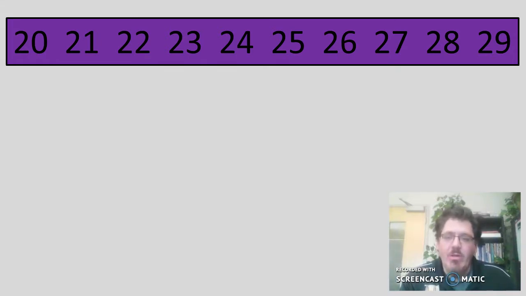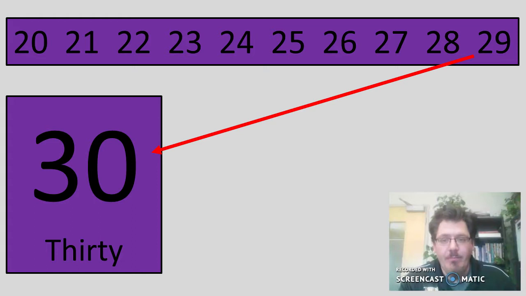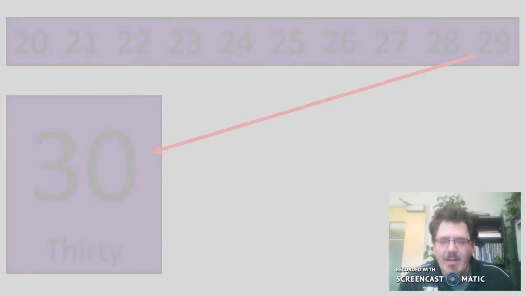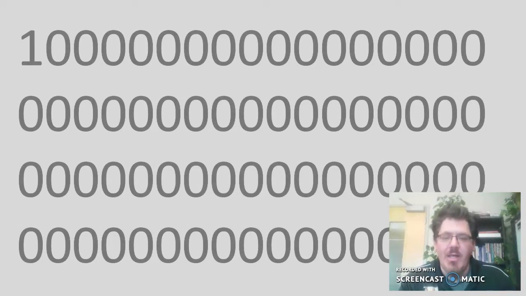The 9 again returns to 0, and the 2 goes up by 1 to become a 3, and we end up with 30. You get the idea. Helping your child recognize this pattern is critical. If your kid can master counting to 100, then he or she can count to any number, no matter how large that number may be.